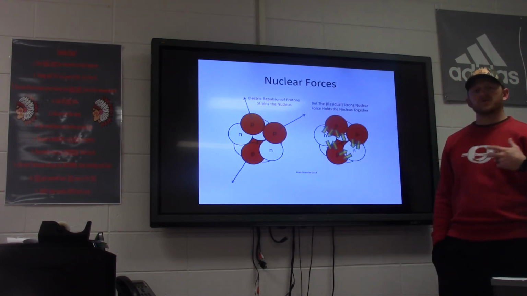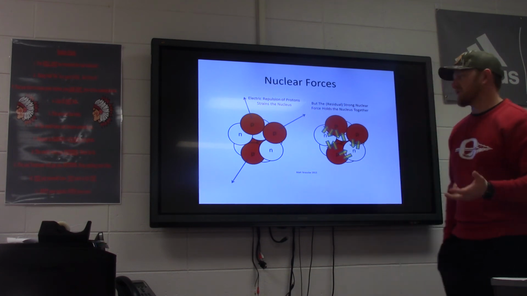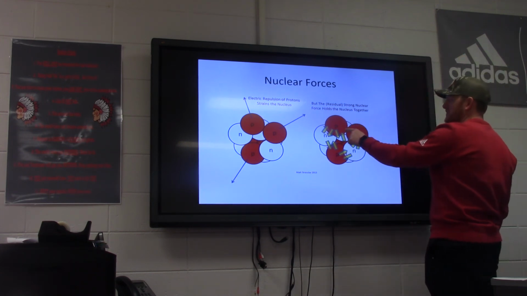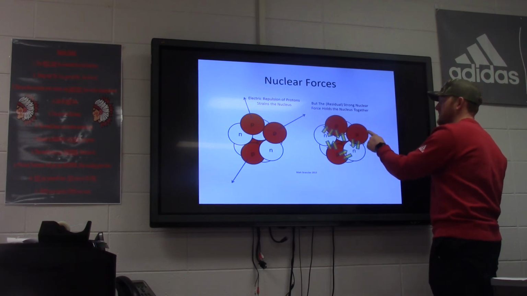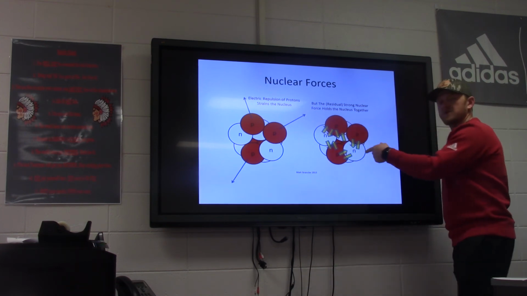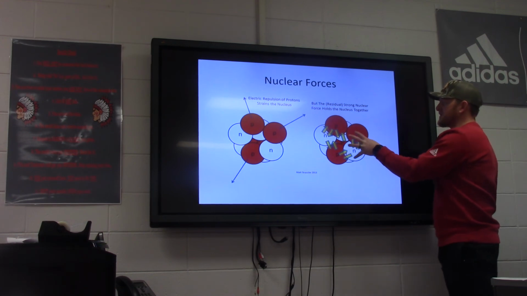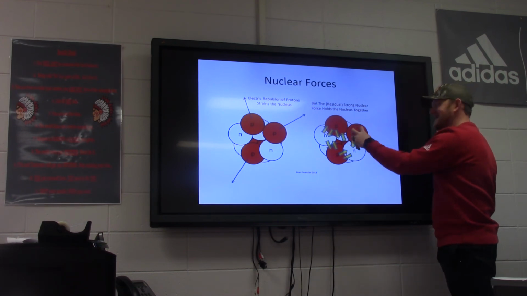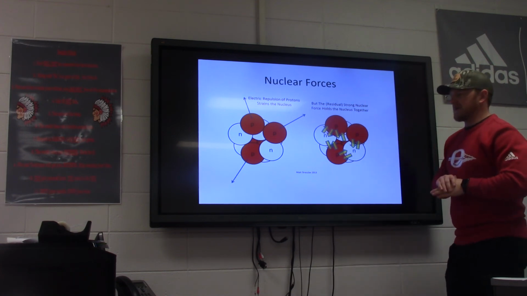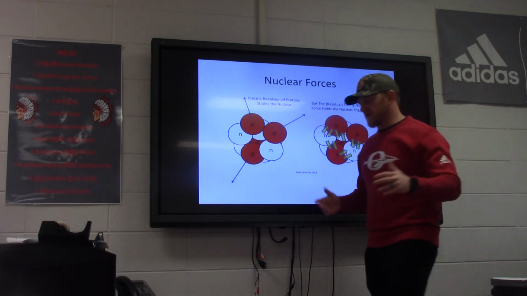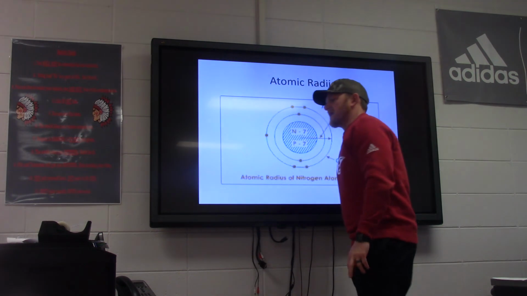It's called the residual strong nuclear force. This proton here is being pulled in one direction and pushed in another versus the other one, because these protons are very close together. The neutrons are helping keep these guys together and not let them fly apart and let the atom just implode on itself.